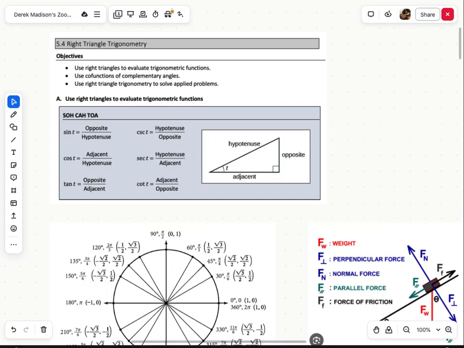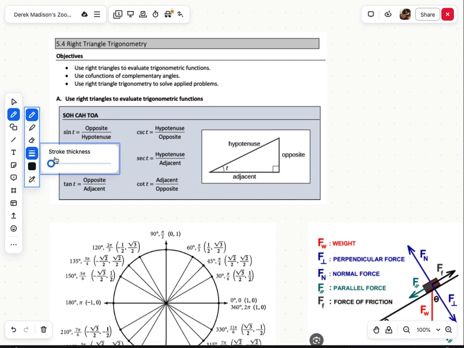Hey all, so this is going to be section 5.4, which is going to be right triangle trigonometry. It is actually covering things that we've seen in the last couple sections, but looking at it from a little different perspective. And so if you think about it, let me get my pen going here. There we go.